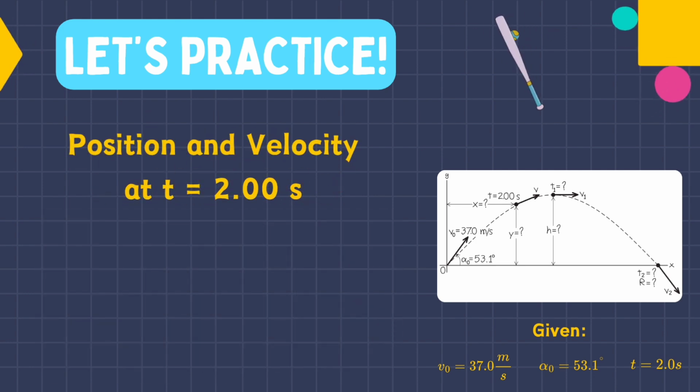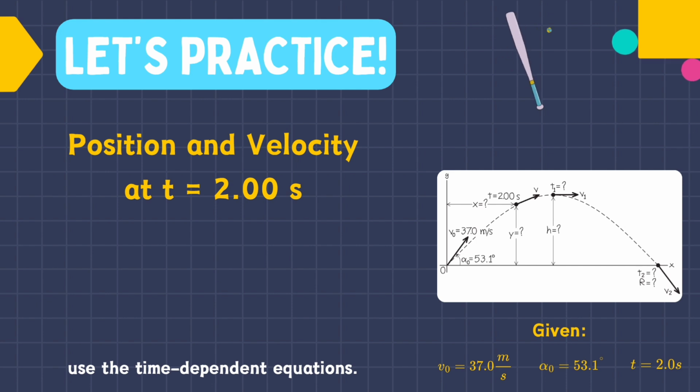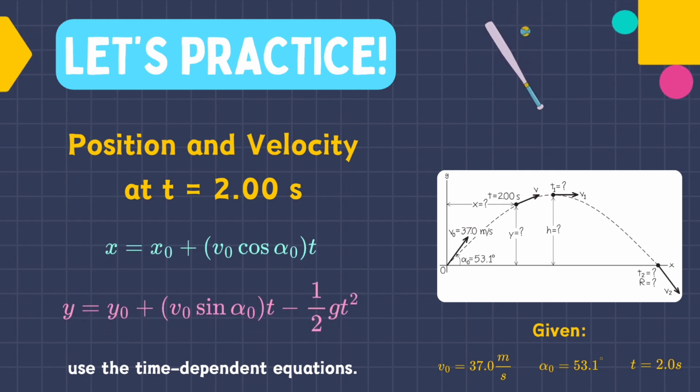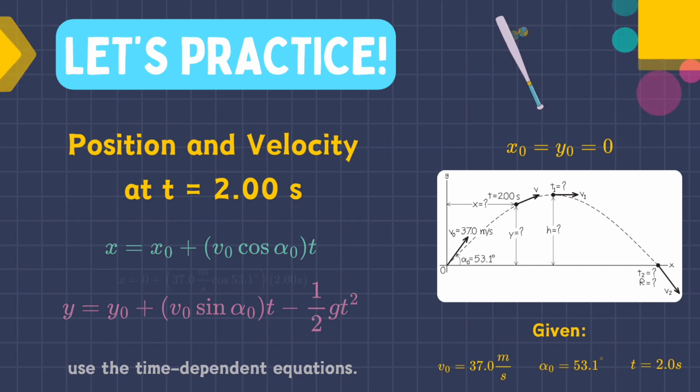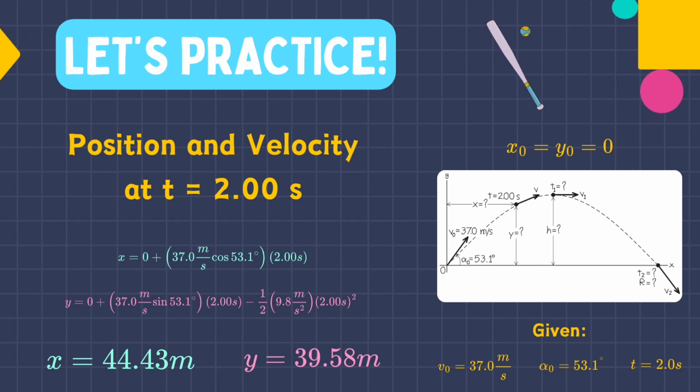Now, how about our position and velocity at t equals 2 seconds? Here, we apply the time-dependent equations. We first pull up the ones for position and remember our assumption that x naught equals y naught equals 0. Performing the calculations, we obtain that x equals 44.43 meters and y equals 39.58 meters.